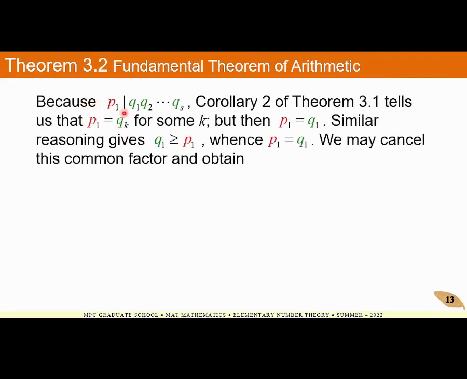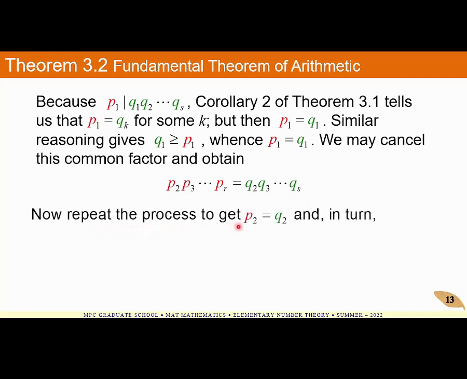Because p sub 1 divides the product q sub 1 times q sub 2 up to q sub s, corollary 2 of theorem 3.1 tells us that p sub 1 is equal to q sub k for some k. But then, p sub 1 is greater than or equal to q sub 1. Similar reasoning gives q sub 1 is greater than or equal to p sub 1. Whence, p sub 1 is equal to q sub 1. We may cancel this common factor and obtain p sub 2 times p sub 3 up to p sub r equals q sub 2 times q sub 3 up to q sub s.